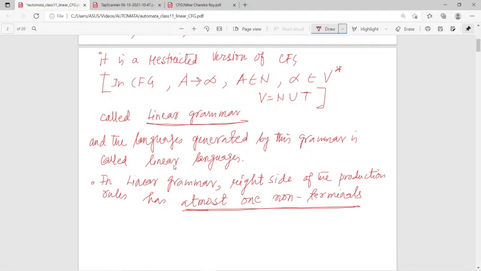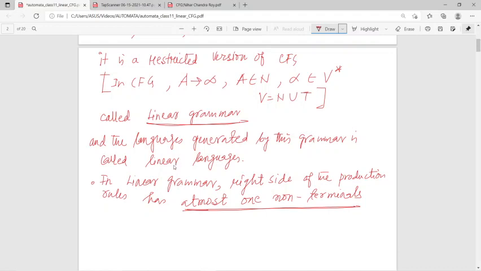So linear grammar is not another form of Chomsky normal form; it is under CFG, but slightly restricted versions of CFG. And what is the restriction they are imposing? The restriction is that the right hand side of the production rule will consist of at most one non-terminal. That is the thing we can say about that.